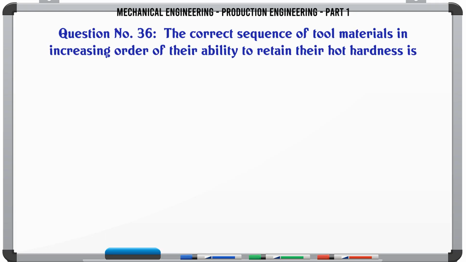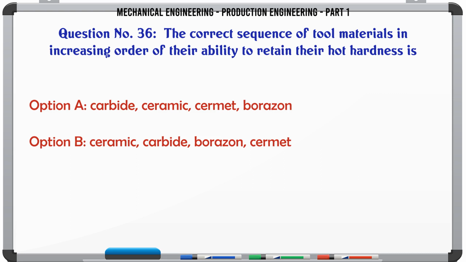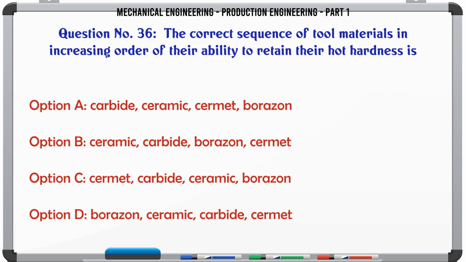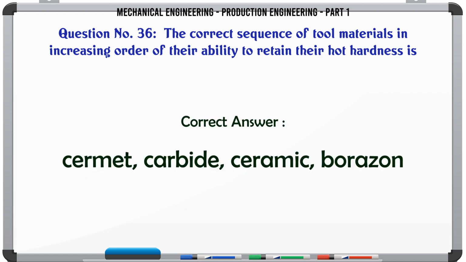The correct sequence of tool materials in increasing order of their ability to retain their hot hardness is: A, carbide, ceramic, cermet, borazone; B, ceramic, carbide, borazone, cermet; C, cermet, carbide, ceramic, borazone; D, borazone, ceramic, carbide, cermet. The correct answer is cermet, carbide, ceramic, borazone.